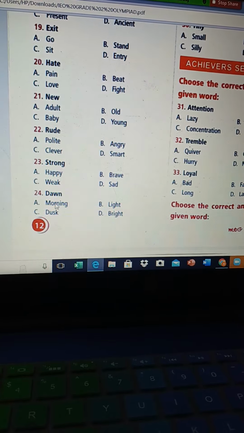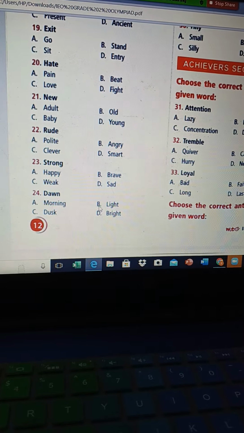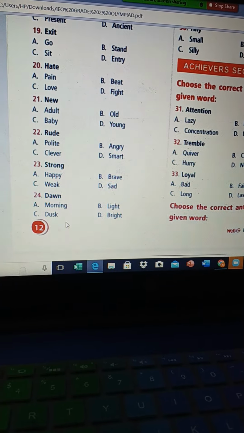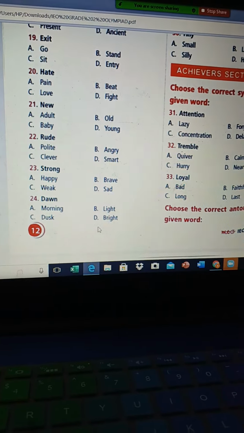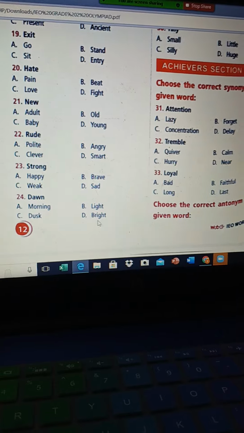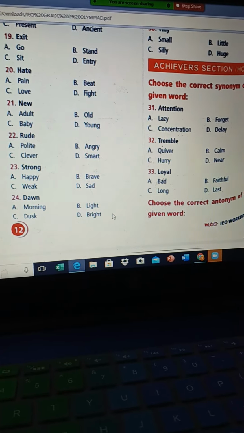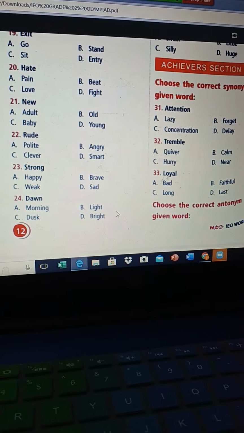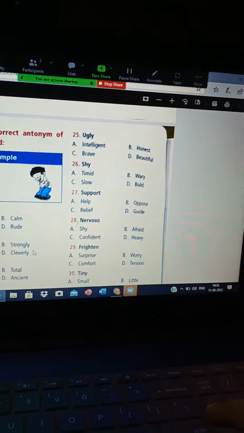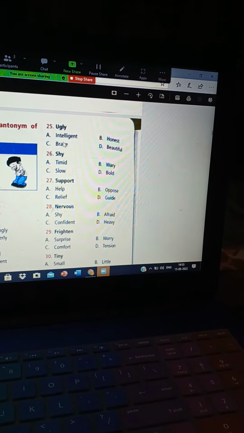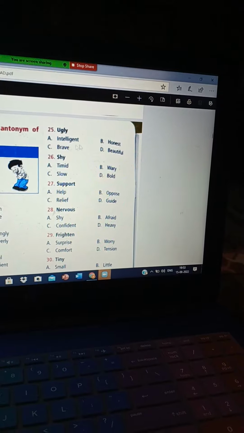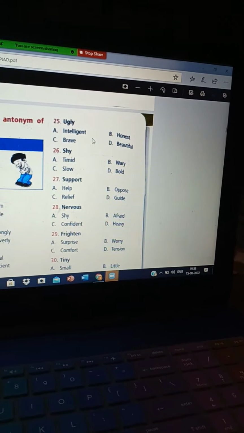The time before morning we called it dawn. Time before it's night, we called it dusk. The opposite of light is dark, and the opposite of bright is also dark. Now, the opposite of ugly is beautiful. And the opposite of intelligent is, I told you, it's dull.